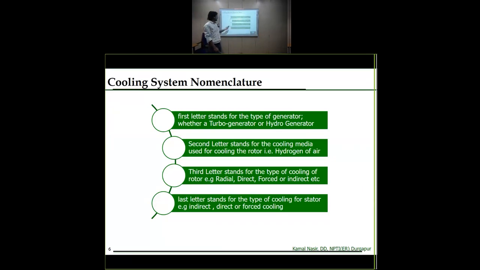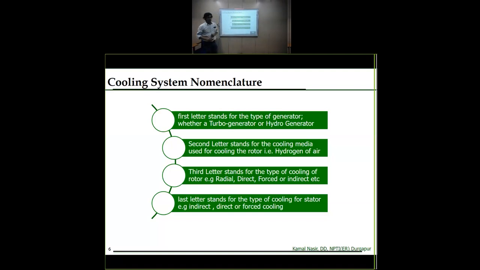The second alphabet designates what is the cooling media for rotor cooling. Means how are we cooling the rotor? In our case, suppose we are using hydrogen, then it will be H, and if it is air, it will be A. Now the third alphabet designates the type of cooling, means whether the hydrogen goes in radially, whether the hydrogen is cooling it directly, or we are using an indirect method of hydrogen cooling. Means we have infused the flow of hydrogen, and that will indirectly cool the rotor winding.